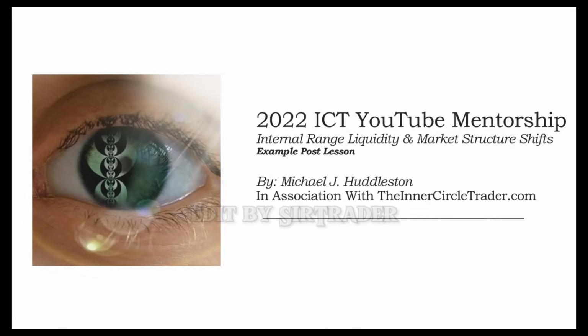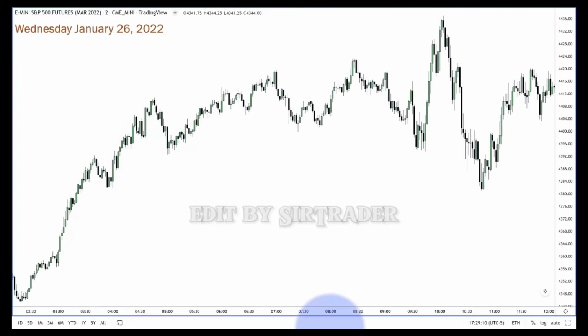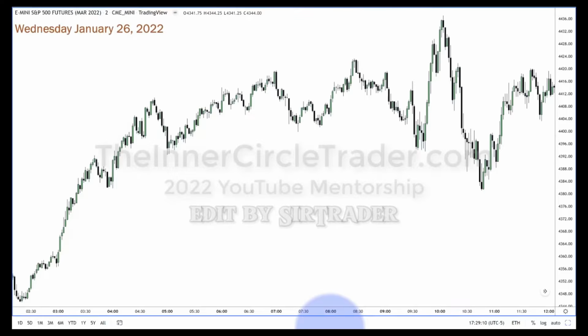So this lesson is going to be a little bit shorter, more direct to the point, and we'll be looking at some examples since I showed you what we're looking for on Tuesday night. So Wednesday's trading and Thursday's trading, we'll take a look at that. All right, first up is the E-mini S&P March delivery contract for 2022, Wednesday, January 26th.